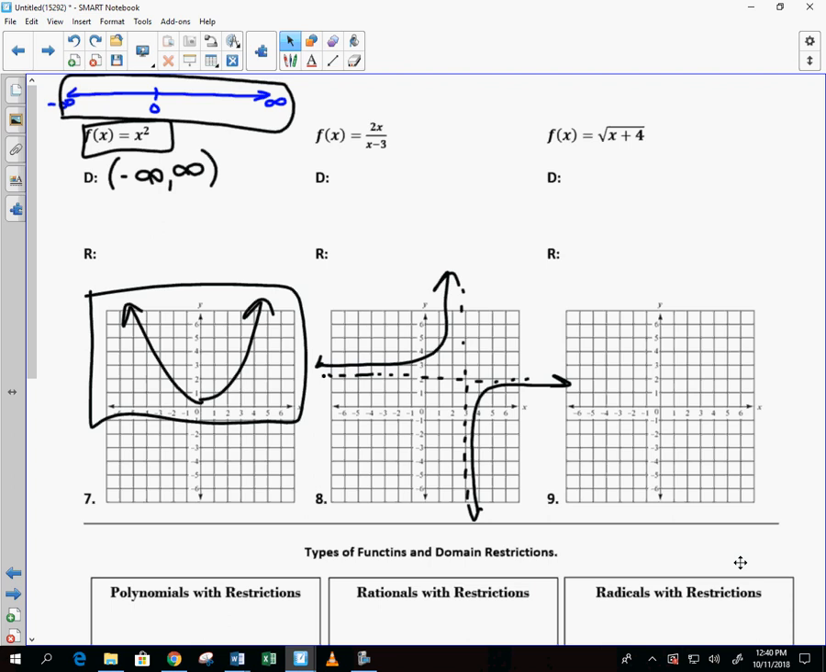Okay. These dashed lines are called horizontal and vertical asymptotes. They're not actually part of the graph. They just help you draw it. But this graph does not have a defined value at 3. So therefore, the domain goes from negative infinity to 3, union with 3 to positive infinity.